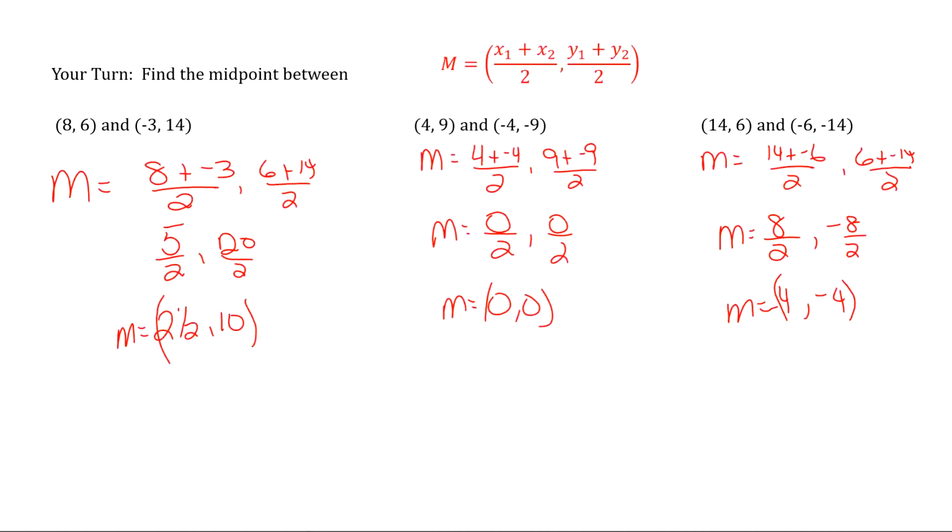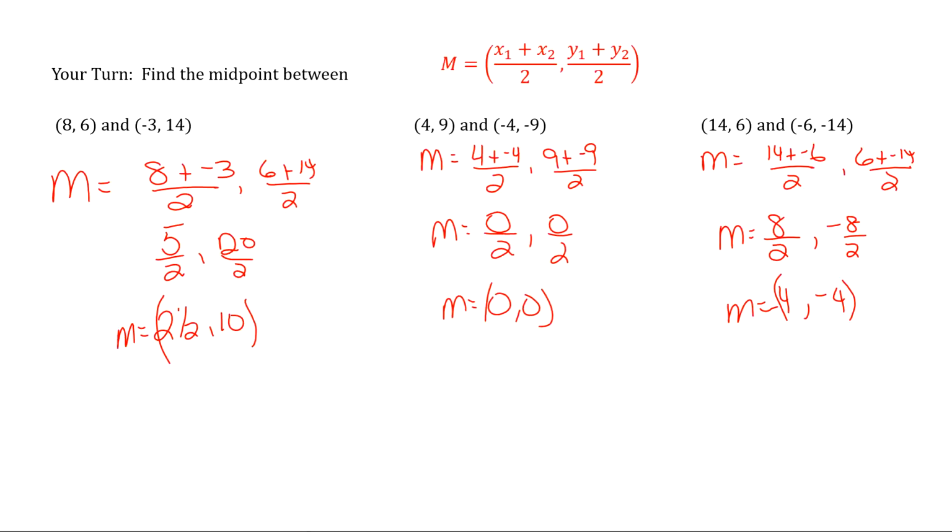Okay, so here's what you should have gotten. The first one, your point should be 2.5, 10. Like I said, we could end up having a half point because of the way the numbers work out, and 8 minus 3 is 5, so it becomes 5 divided by 2.